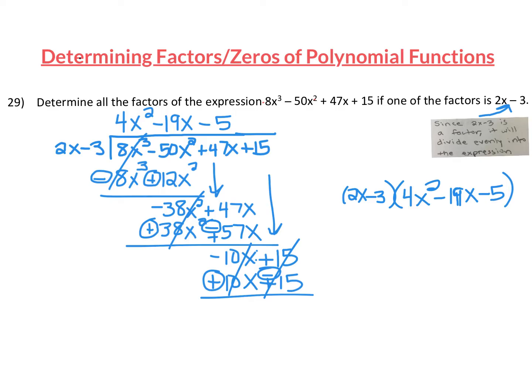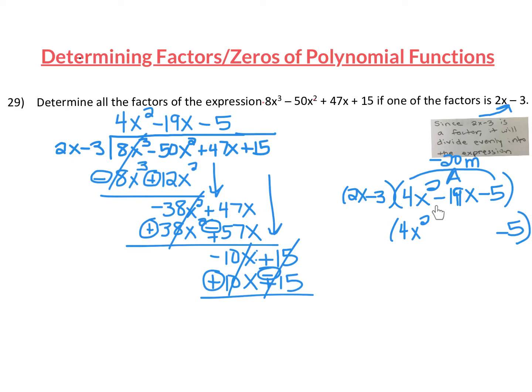So basically, we multiply together the first and last term, and that gives us negative 20. As long as we can come up with two numbers that multiply to negative 20 and add to negative 19, we can factor this further. And I definitely can come up with two numbers that do that. So let's bring down the 4x squared, leave a big space, and bring down that last term.